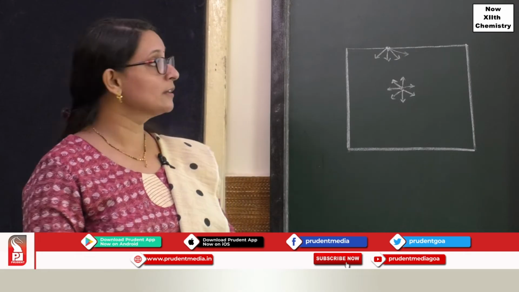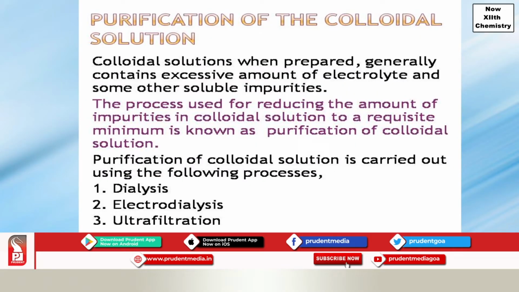So, how will we define colloidal solution purification? The process used for reducing the amount of impurities. We have to reduce the impurities and not totally root them out. Reducing the amount of impurities in colloidal solution to a requisite minimum, some amount should be present, is known as purification of colloids. So, there are three different methods in which we can carry out purification of colloids. They are dialysis, electrodialysis and ultrafiltration. Let us see each one of these in detail.